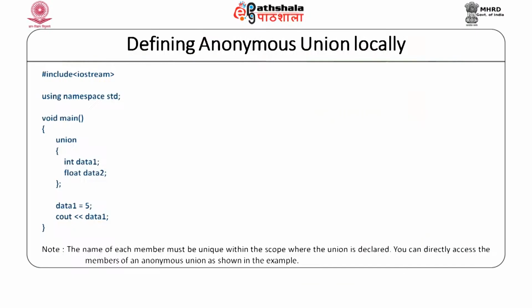Let us see how to define an anonymous union locally and how to define it globally. You would see in this particular example that we are defining this union inside the main function. Therefore, it is a local definition or declaration, and you would see that after the keyword union we are not having the name. Since we are not having the name, the members of this union can directly be accessed without using the dot operator.